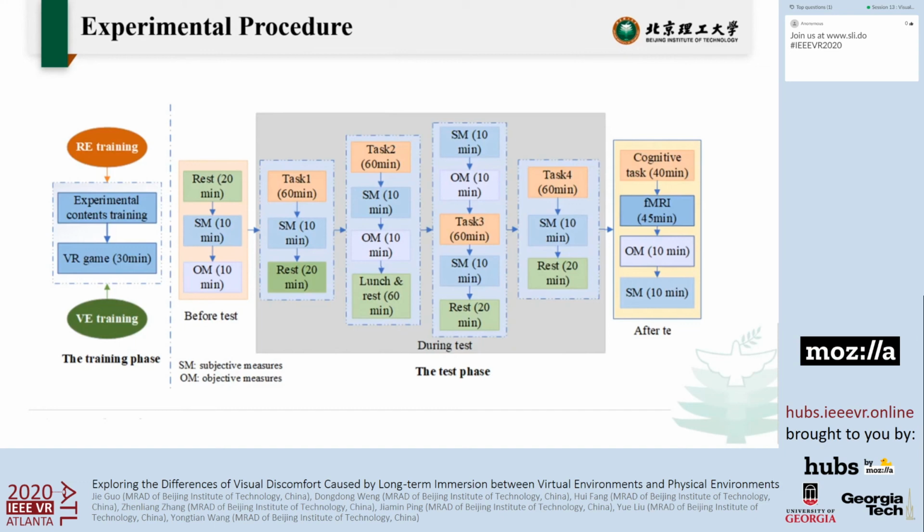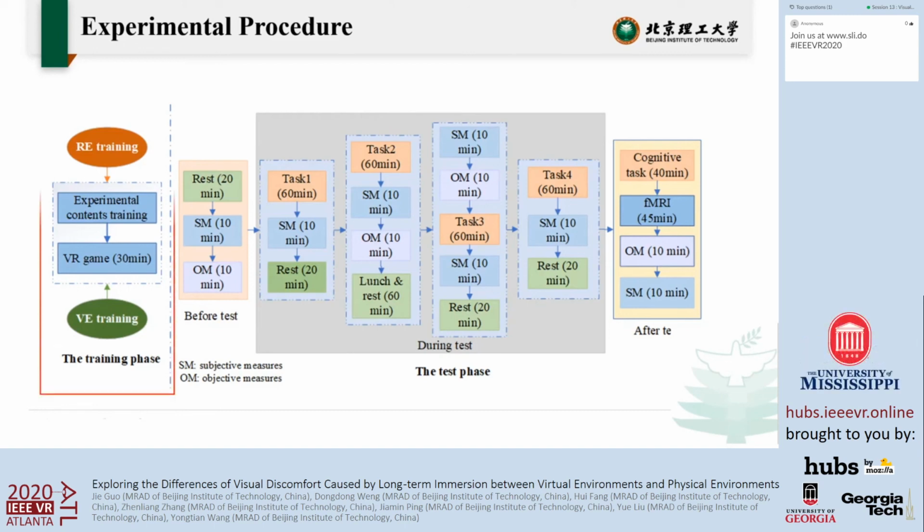The virtual environment condition and the physical condition tasks were performed on different days, and the participants needed to finish another test after a week's recovery. On the day before the participants' first test, they were trained to familiarize themselves with the experiment contents. After the contents training, they were asked to experience a VR game for 30 minutes. It is aimed to exclude those participants who had a major discomfort with VR.